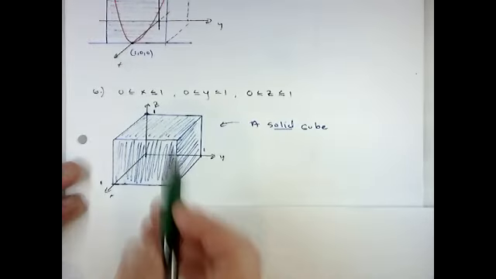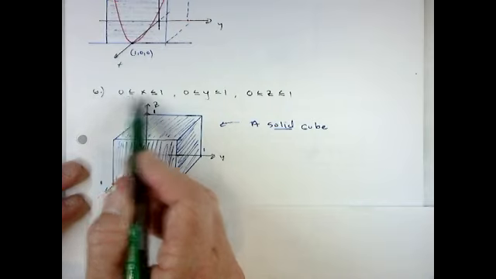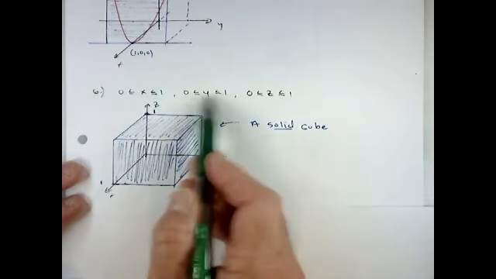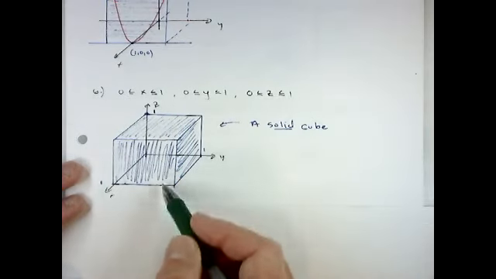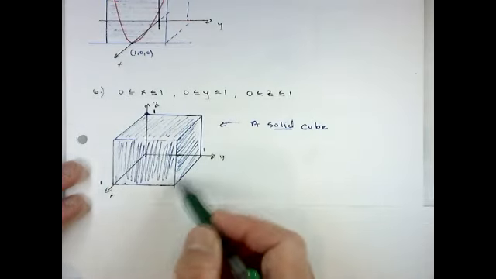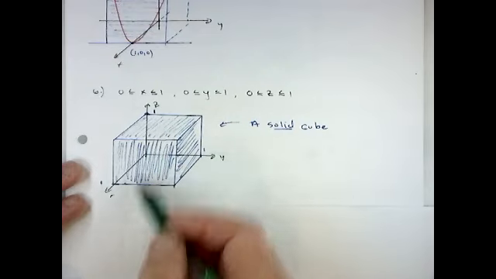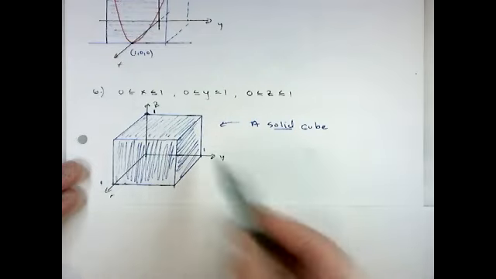We can use inequalities. If we have x is between 0 and 1, y is between 0 and 1, and z is between 0 and 1, then all of the points that satisfy all of those would actually be a solid cube, where each side is equal to 1.